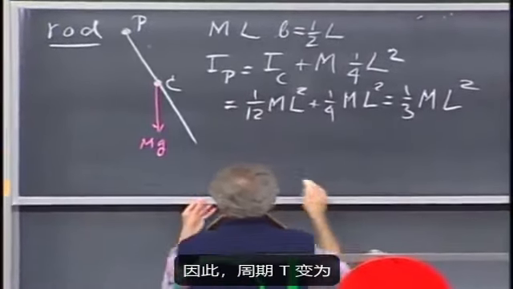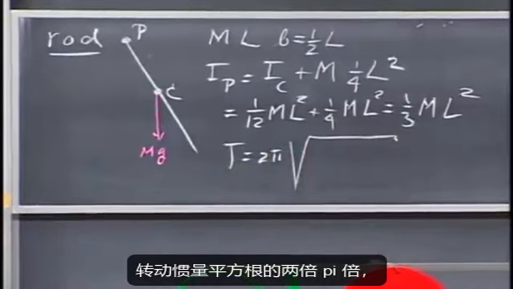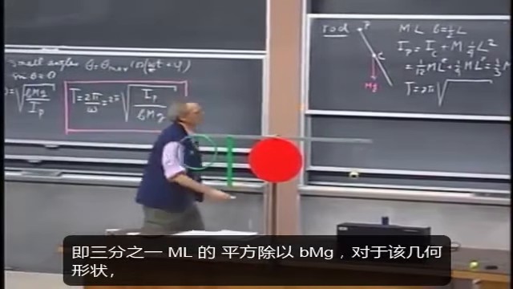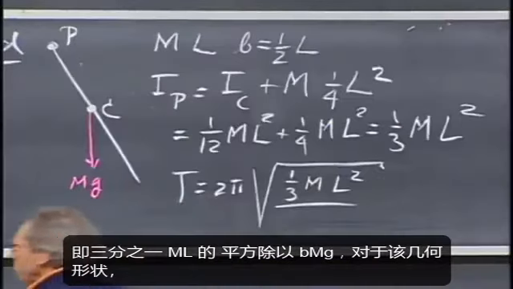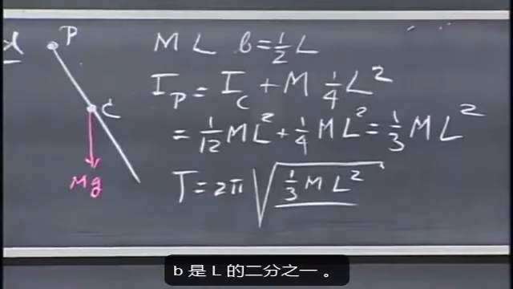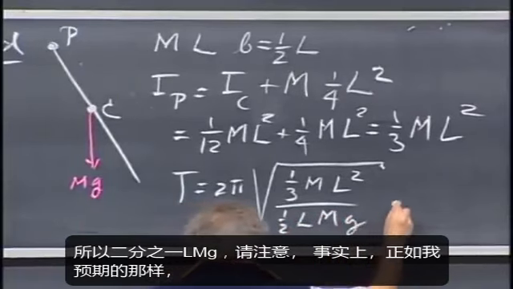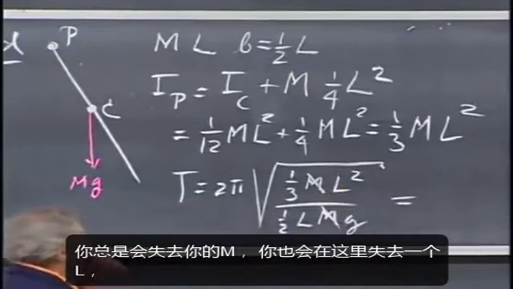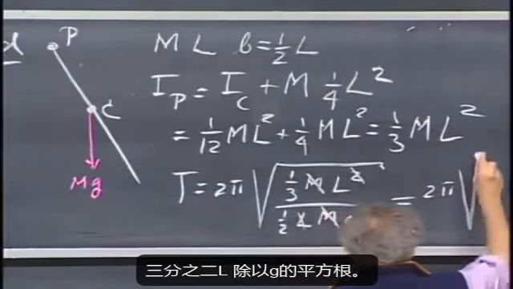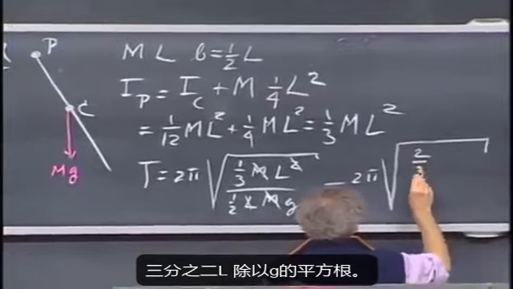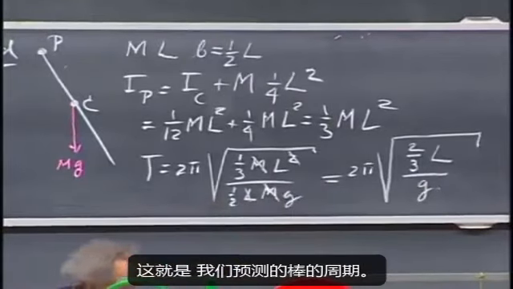And so the period T becomes 2 pi times the square root of this moment of inertia, which is 1/3 m L squared, divided by B m g, and B is 1/2 L for this geometry. So 1/2 L m g, and notice indeed, as I anticipated, you always lose your m, you also lose 1 L here, and so you get 2 pi times the square root of 2/3 L divided by g. So that is the period that we predict for the rod.